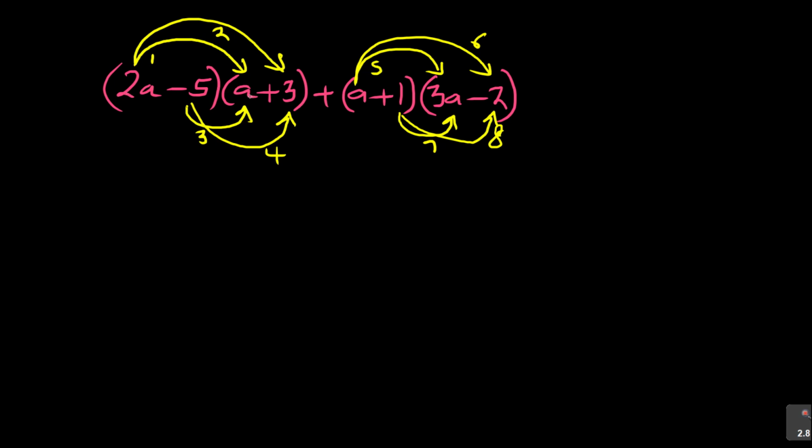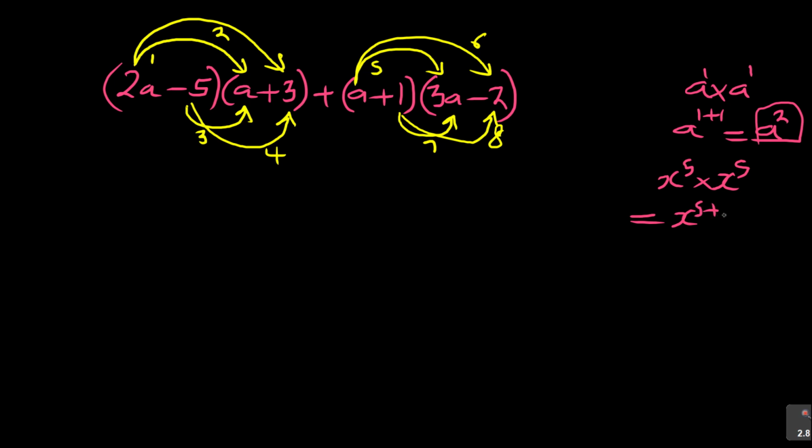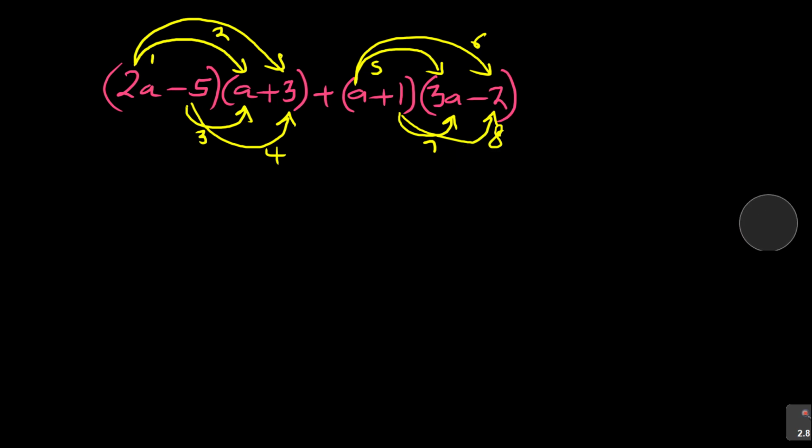2a times a, you see, it's 2, which is a times a. That's where you get a. See, it's a times a. It's 1 and 1, then it's 1 plus 1, which is 2 as the exponent. You see, if I say x to the power of 5 times x to the power of 5, remember, you say x to the power of 5 plus 5, which is x to the power of 10. So this is what happens when you're dealing with multiplication. Are you with me? So same thing here. 2a times a, that's where you have got 2a squared.